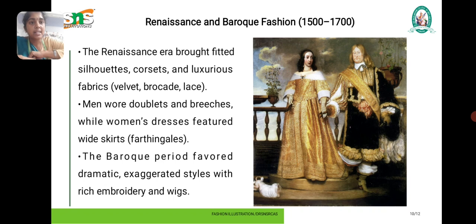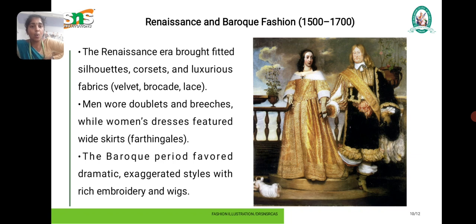Next, Renaissance and the brocade fashion from 1500 to 1700. The Renaissance era brought fitted silhouettes, corsets and luxurious fabrics like velvet, brocade and lace. Those fashions were developed in this period, mainly wool, velvet and brocade. Velvet and brocade are very decorative, and lace is lightweight, a netted fabric used for decoration.